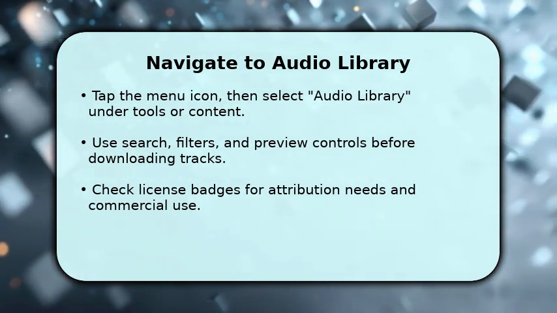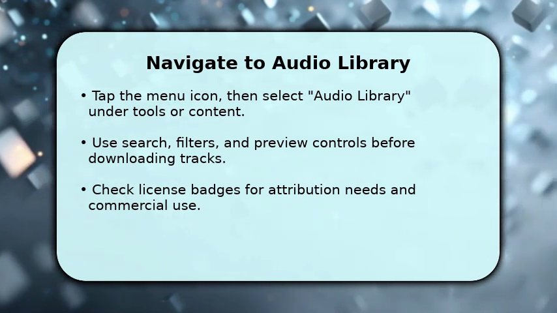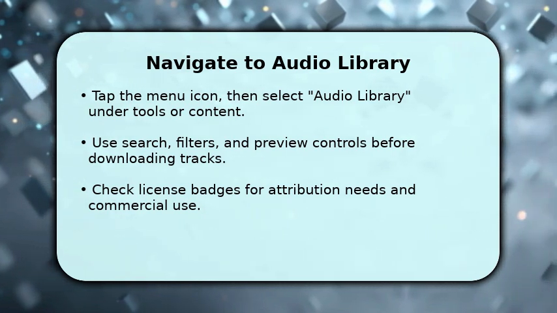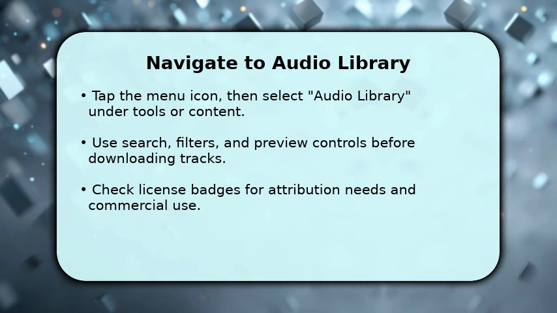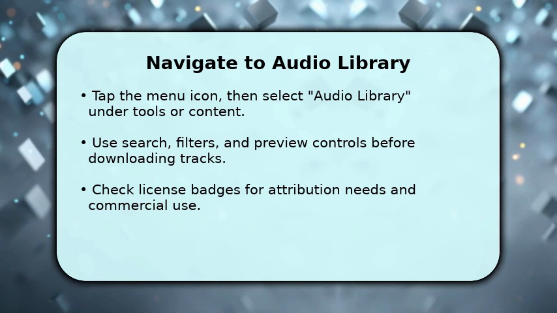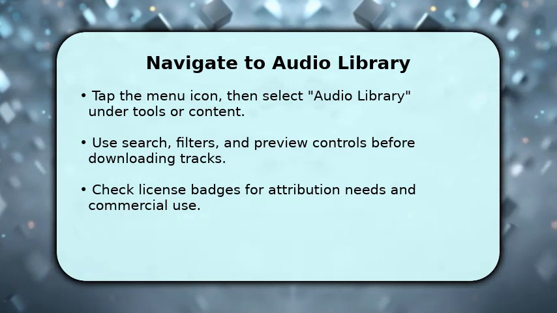When you enter the library, use the search box and filter by genre, mood, or duration to narrow results quickly. Preview tracks using the play button and use the download or add to video option to retrieve files. These steps help you find the right track fast and understand licensing before you apply audio to your projects.